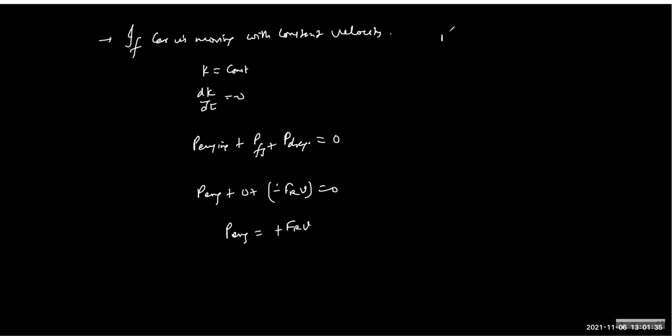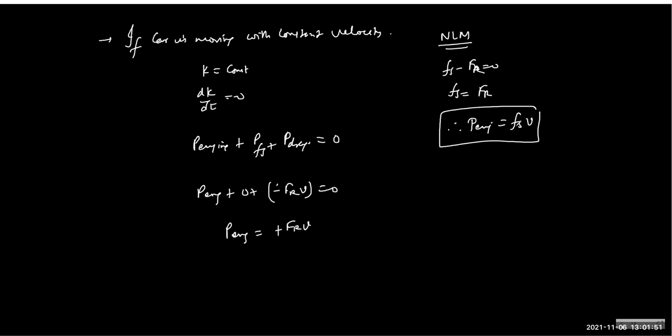But if you use the laws of motion, you can see Fs minus Fr equals 0 because there is no acceleration. Again, Fs is Fr, and therefore the formula will always turn out to be the same. So no matter whether you accelerate or decelerate, the power remains the same.